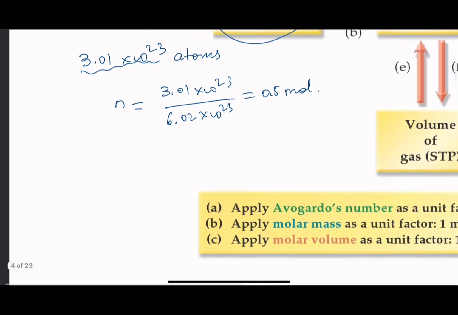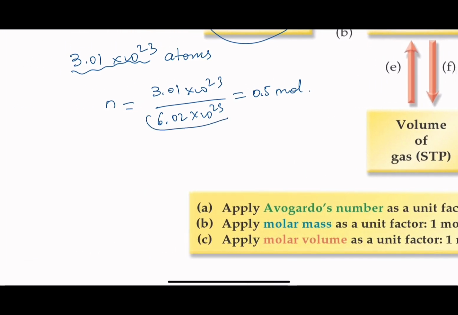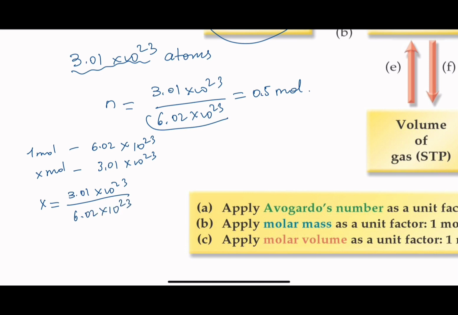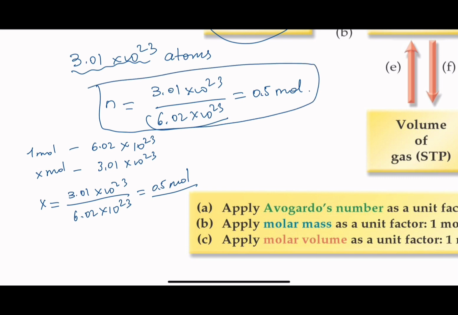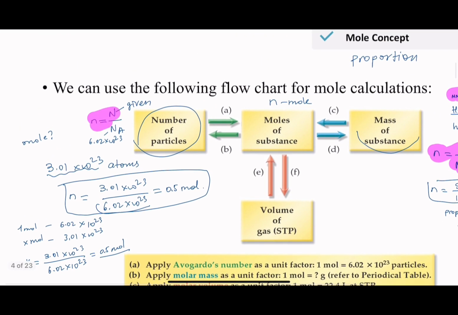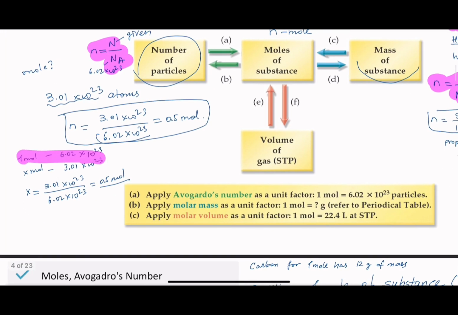Now we could have done the same thing here with the proportion. So you would say for 1 mole you have 6.02 times 10 to the power of 23, and then 3.01 times 10 to the power of 23. You don't know how many mole that is, so over here you do the same. x equals 3.01 times 10 to the power of 23 over 6.02 times 10 to the power of 23. It gives you 0.5 mole. So we get the same answer. As you see, we're getting the same answer, but in one place I used the formula, and over here I used the proportion.